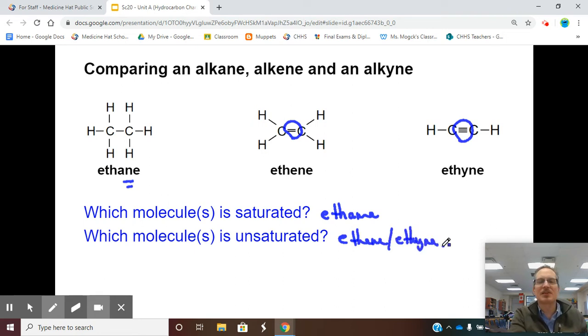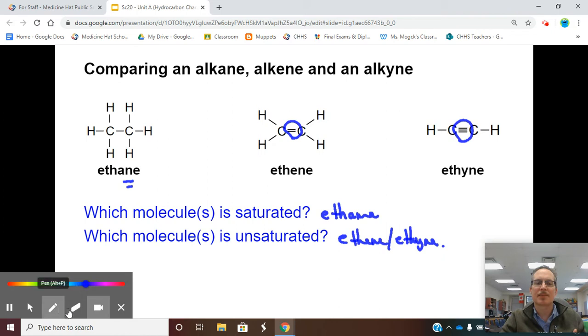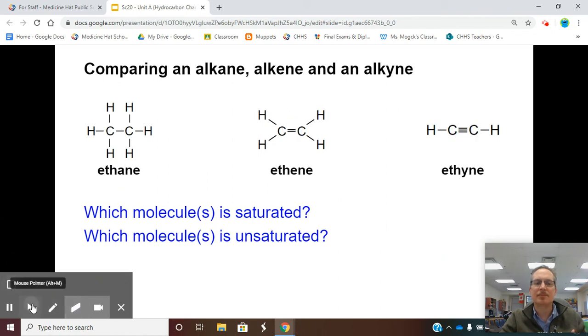There's room for the triple bond to break, right? It's like a little drawbridge, swing open. I can connect more hydrogens here. There's room for the other drawbridge to swing open. I can connect other hydrogens here. So if you have a multiple bond, you are unsaturated.